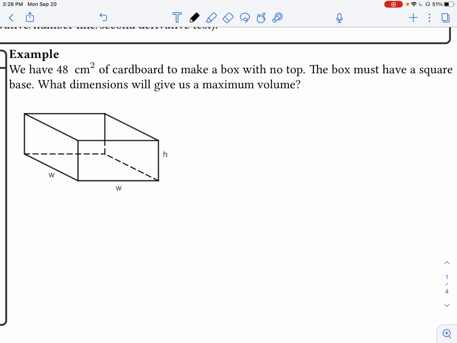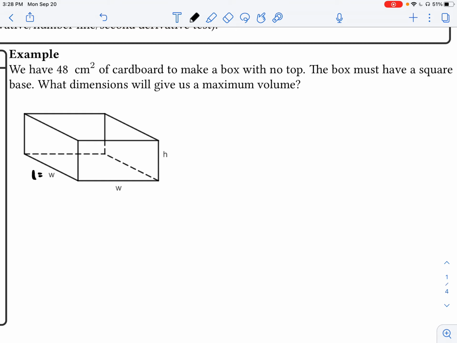So in this case, I've drawn the figure for you. Oftentimes you may need to do this yourself, but I did it just to remind ourselves that the base must have a square base, or must be square. So if our width here is represented by W, that means its length is also going to be W. So I'm going to just quickly write that there, that our length is also equal to our width.